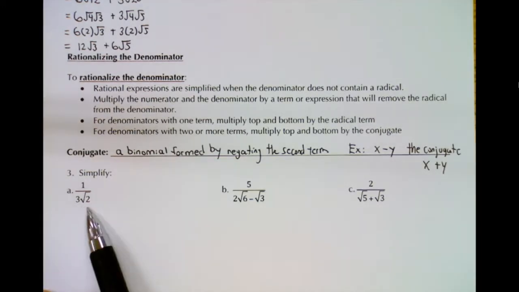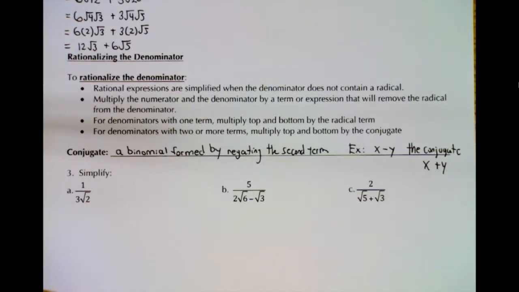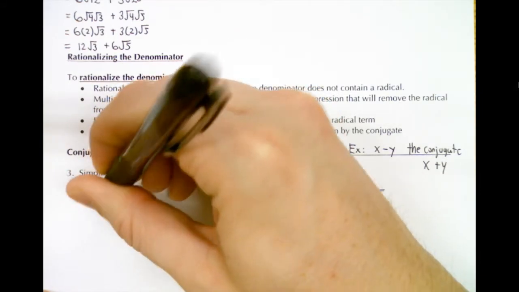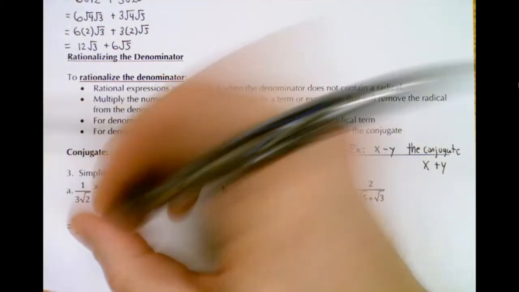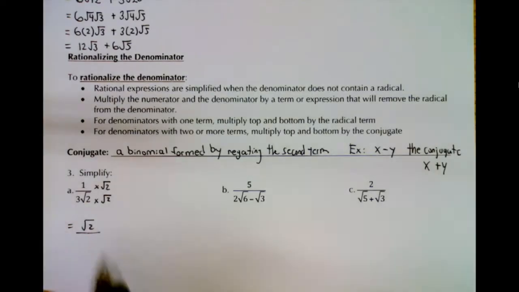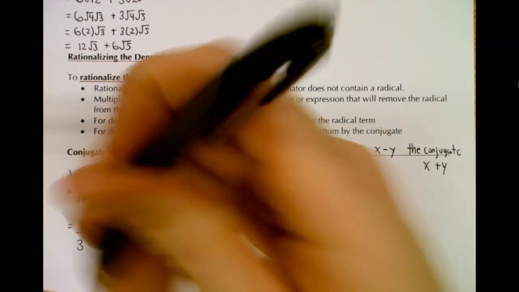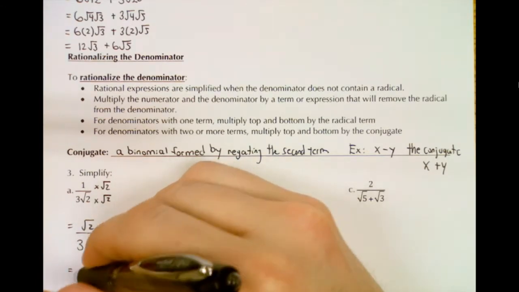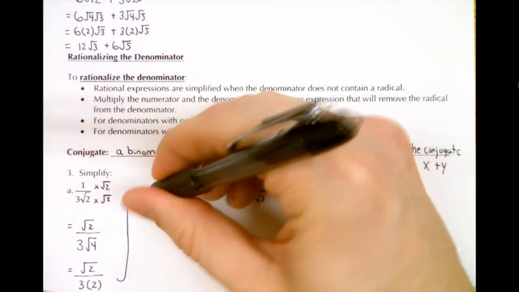So how do we simplify if there's one term? Well, if there's one term, multiply top and bottom by the radical. The radical that's in the denominator is root 2. So to simplify this, we're going to multiply the top and bottom by root 2. And I'll show you what happens. On the top, 1 times root 2 is just root 2. On the bottom, 3 root 2 times root 2. Multiply the coefficients. 3 times 1 is 3. Multiply the roots. Root 2 and root 2 is root 4. What's the square root of 4? 2. So it's 3 times 2, and 3 times 2 is 6.